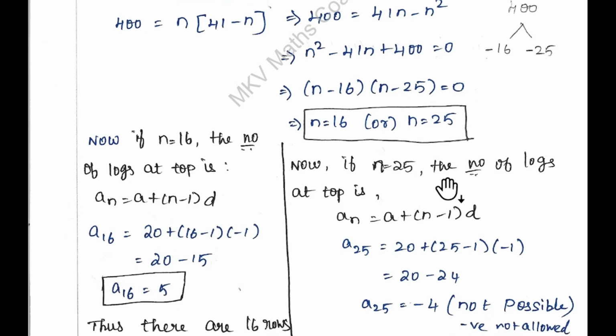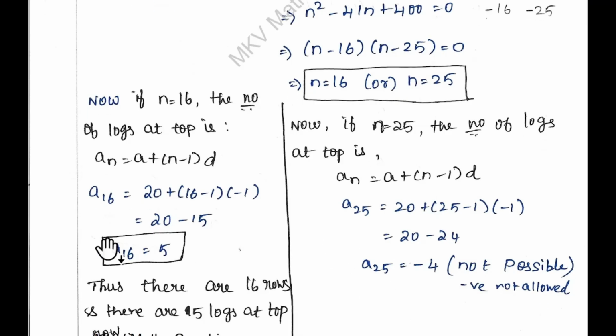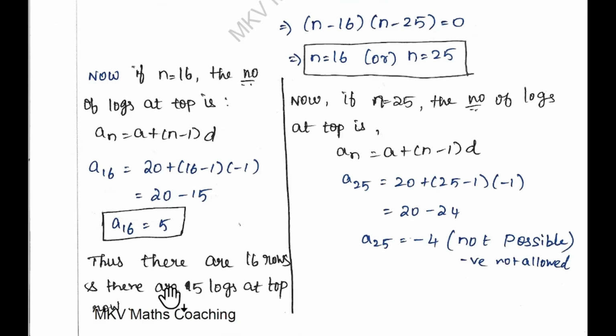So if I substitute n equal to 25, a25 equals 20 plus 25 minus 1 into minus 1. If I substitute, I'm getting minus 4. So it is not possible, no? Since the number of logs cannot be negative, right? The number of logs means it is 20, 19, 18, it goes on like this. So we cannot say that the number of logs is negative. So this case is not possible. And there are 16 rows and there are 5 logs at the top row. That is, in the nth row we have 5 logs.